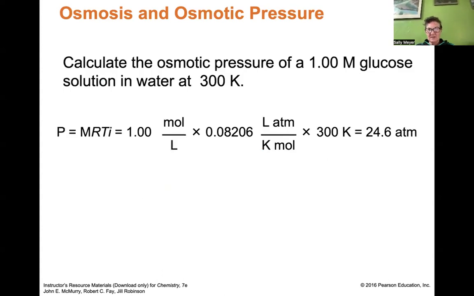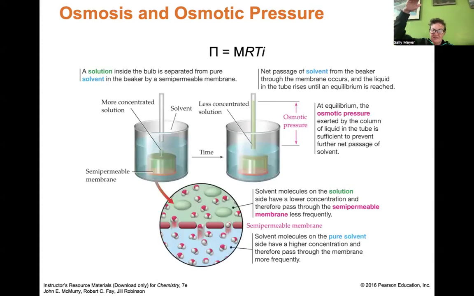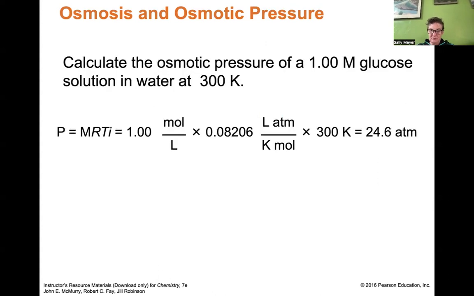So calculate the osmotic pressure of 1 molar glucose in water at 300 K. The equation we use is molarity times the gas constant times temperature times the Van't Hoff factor. Oh, it's 1 molar, so we know it's a mole in a liter. We have the gas constant, liter atmospheres per K mole, times Kelvin as our temperature. So we get 24.6 atmospheres. Glucose, we learned earlier, doesn't dissolve to make cations and anions, so the i factor is 1. So osmotic pressure is 24.6 atmospheres. So you'd have to apply 24.6 atmospheres to that piston in order to keep it from going in and diluting your glucose solution.